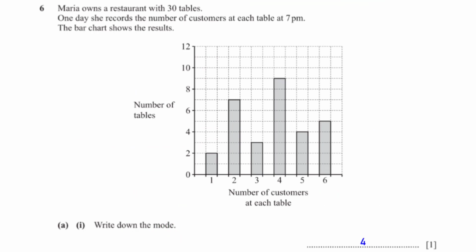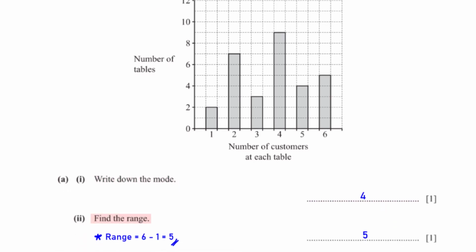Maria owns a restaurant with 30 tables. One day, she records the number of customers at each table at 7 p.m. The bar chart shows the results. Write down the mode. The mode is the number with the tallest bar, and that is 4. Find the range. The range is equal to the highest number, which is 6, minus the lowest number, which is 1. 6 minus 1 gives us 5.